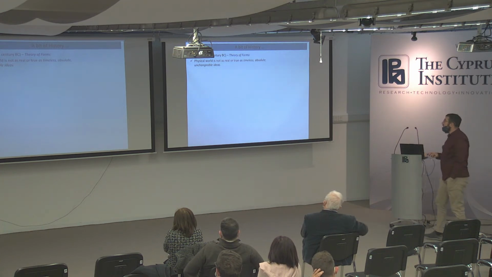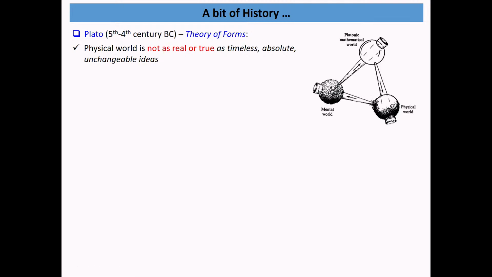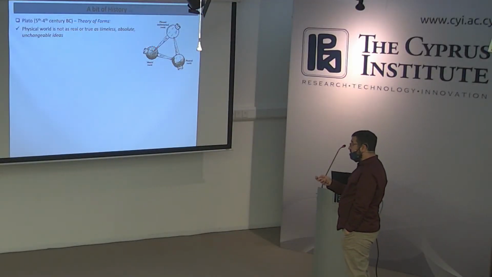So this is a concept from Plato, developed in the 4th or 5th century BC. This is the theory of forms. According to Plato, the physical world that we see is not as real or true as timeless, absolute, unchangeable ideas. This means that practically, beside the physical world that we all know, there is the mental world, which is just what we are thinking about the world, but beside that, there is another world, which is called the Platonic or mathematical world. So at that time, mathematics was the primary tool in order to describe this world.